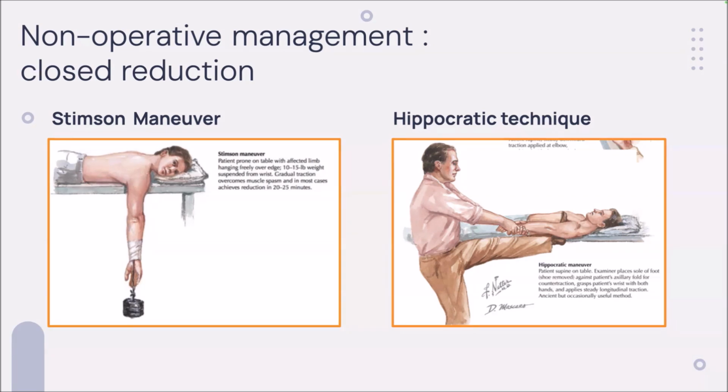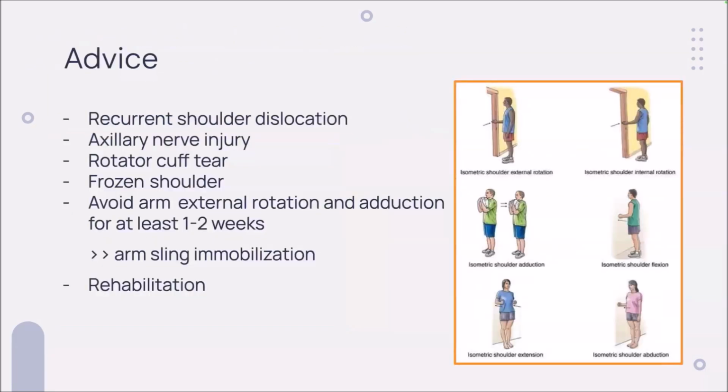So this is for the closed reduction. For the advice, we should advise the patient about recurrent shoulder dislocation. Factors include the patient's age. The younger the patient, the higher the rate of recurrence. Also, bone defects, returning to contact sports or overarm throwing sports like American football or rugby, hyperlaxity, male sex, and more than 5 years after the first shoulder dislocation all carry a higher rate of recurrent shoulder dislocation.